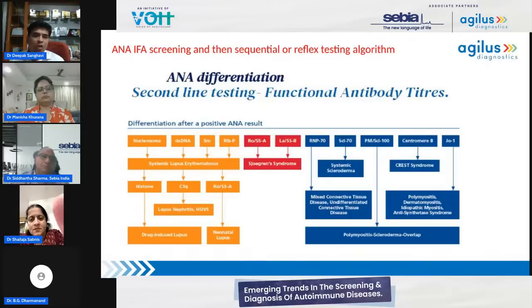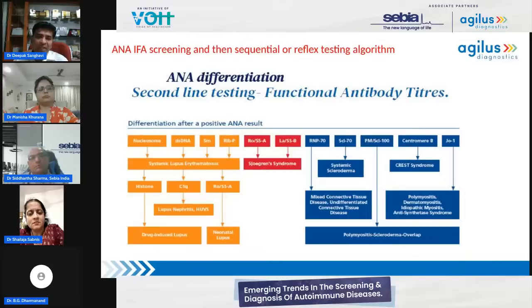So these guidelines also talk about using ANA IFA, indirect immunofluorescence, as a primary screening methodology, kind of a gold standard. And then based on the ANA IFA screening results, further testing, or we call it a sequential or reflex testing algorithm, which clinicians follow, and as a lab we have to know these are the further tests that need to be done to get to a diagnosis. For example, after ANA is positive, the tests which can be done are dsDNA, Sm antibodies or ribosomal antibodies for helping in SLE diagnosis. For drug-induced lupus, histone antibodies.